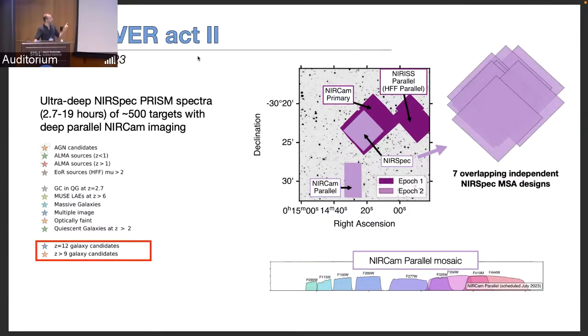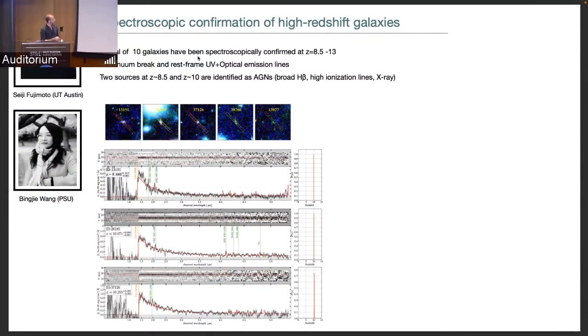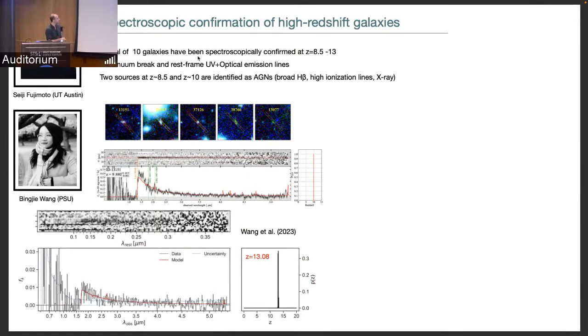The first part of this target selection is, of course, the high redshift galaxies. You can see here the results of this follow-up of these high redshift galaxies. We have confirmed 10 galaxies at redshift 8.5 to 13. And you see here the beautiful spectra, a clear detection in the continuum, and even rest frame UV and optical emission lines, and a strong Lyman break in these galaxies. One of these galaxies is around redshift 13, which is the second highest redshift galaxy confirmed with spectroscopy.